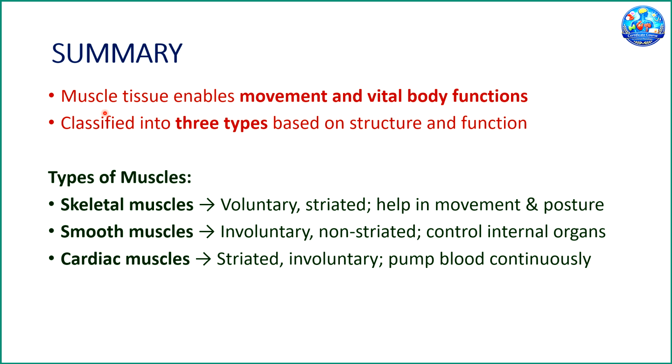Let us summarize what we have learned. We have studied that muscle tissue enables movement and vital body functions, and we classified the muscles into three types based upon their structure and function. The three kinds of muscles that we have: skeletal muscles, which are voluntary, striated, and help in movement and posture. Then the smooth muscles, which are involuntary and non-striated. They control all the internal organs. Cardiac muscles are striated and involuntary. And since they are present in the heart, they pump blood continuously.